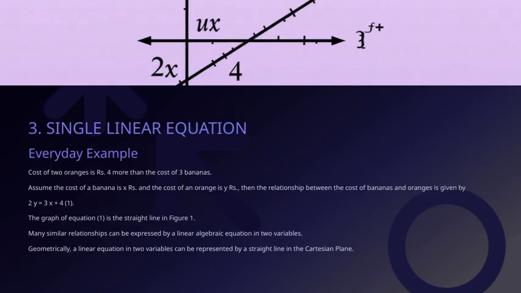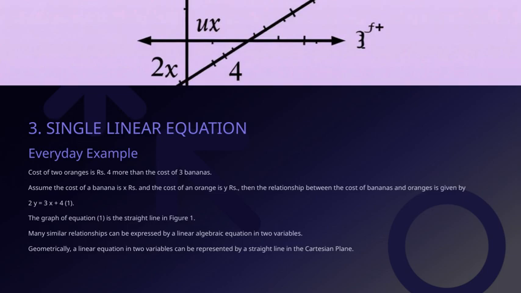Geometrically, such an equation represents a straight line in the Cartesian plane. This means that every solution to the equation corresponds to a point on that line. Many relationships we encounter in real life can be expressed using a linear algebraic equation in two variables. For example, consider the equation displayed here, which is equation 1. 2y = 3x + 4. When you graph this, you'll see it forms a straight line, like the one shown in figure 1.